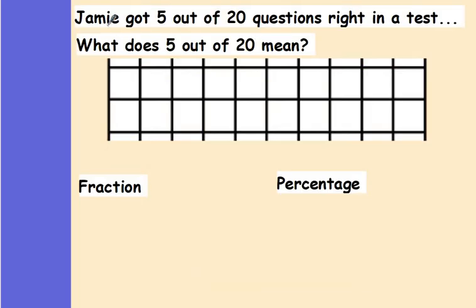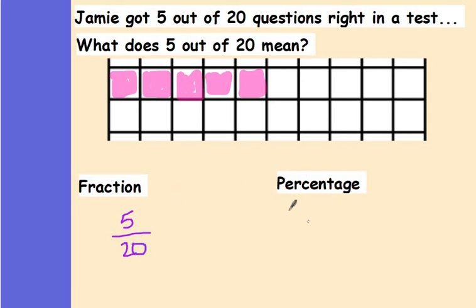So Jamie got 5 out of 20 questions right in a test. What does 5 out of 20 mean? Well, if we've got 20 questions, as represented by my 20 squares, we know that Jamie has got 1, 2, 3, 4, 5 of them right. Or as a fraction, we know that Jamie has got 5 out of 20.